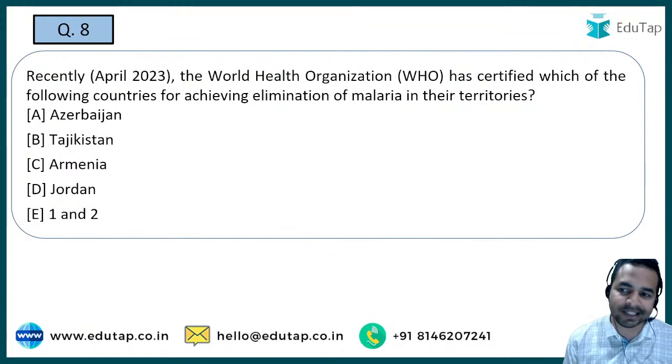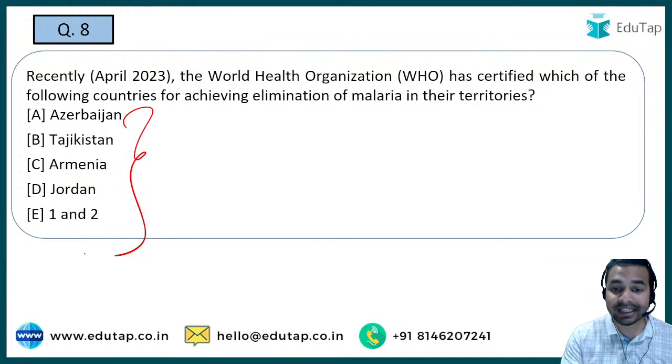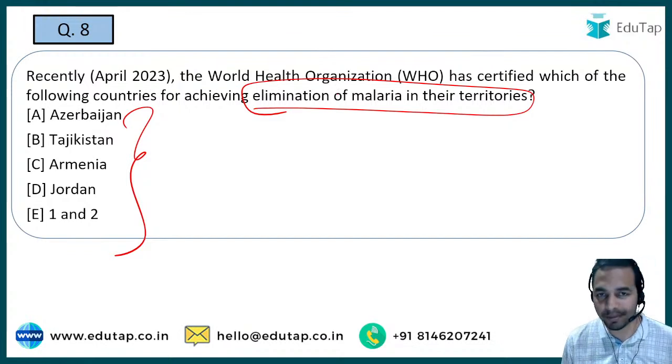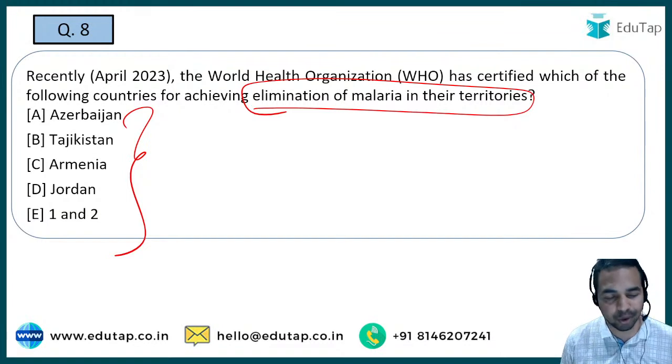So WHO ने recently certify किया है in one of the countries which have recently achieved the elimination of malaria in their territories. So guys, यहाँ पर आपको मुझे बताना है उन countries का नाम जिनको recently certify किया है WHO ने. Is it Azerbaijan, Tajikistan, Armenia, Jordan, or both 1 and 2? To the question number 8, please tell me what is the right answer to this particular question.